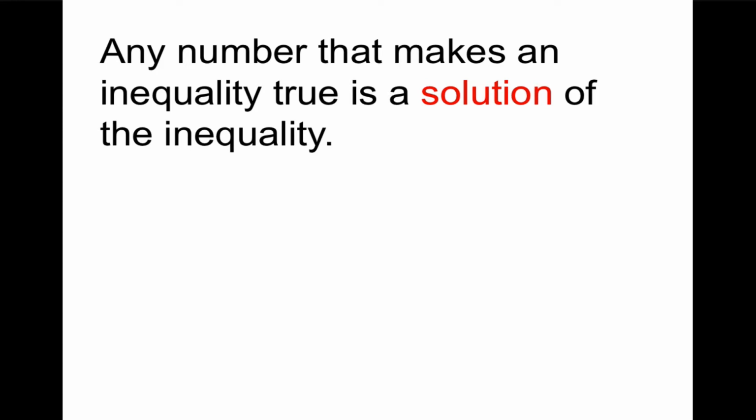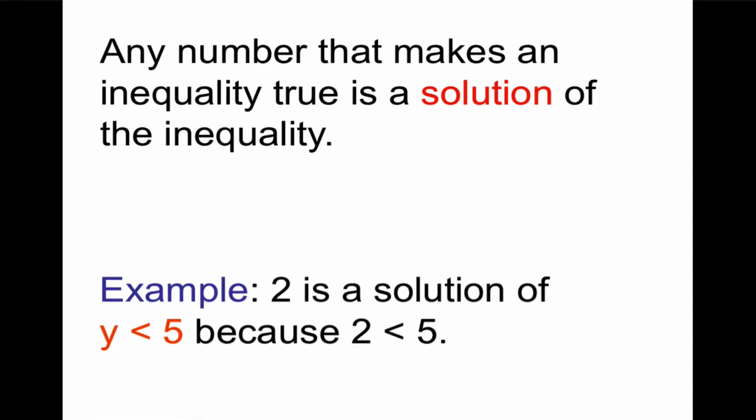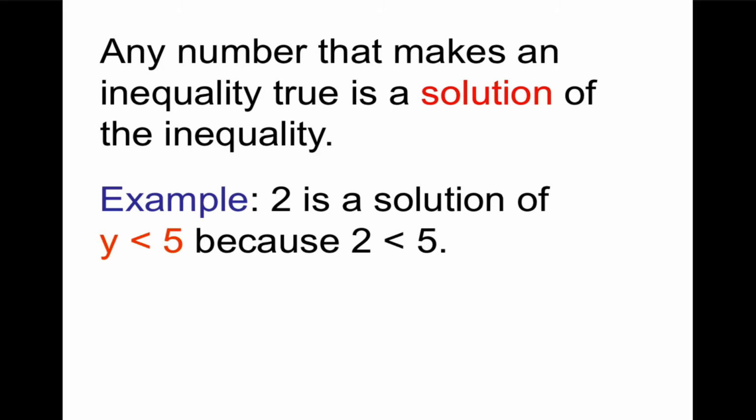Any number that makes an inequality true is a solution of the inequality. So let's write this and then make a question on the left-hand side to which this is the answer. How about, what is a solution? So a solution is any number that makes it true. For example, 2 is a solution of y is less than 5 because 2 is less than 5. Can you think of another solution to y is less than 5? And there's any number of them. How many solutions are there?